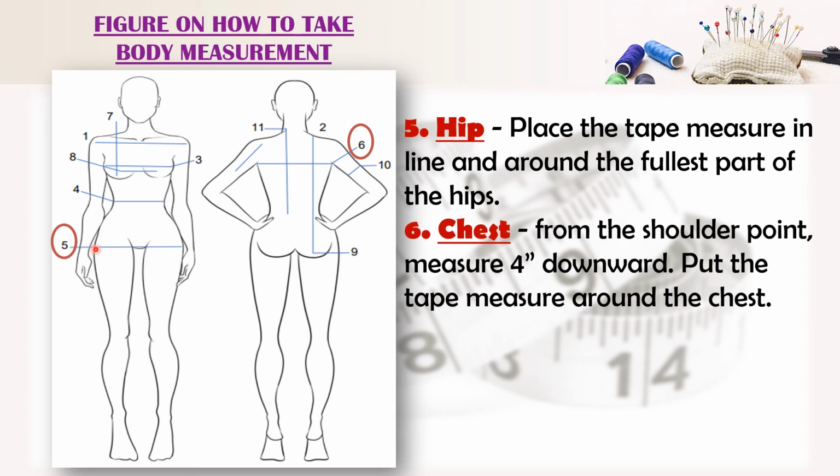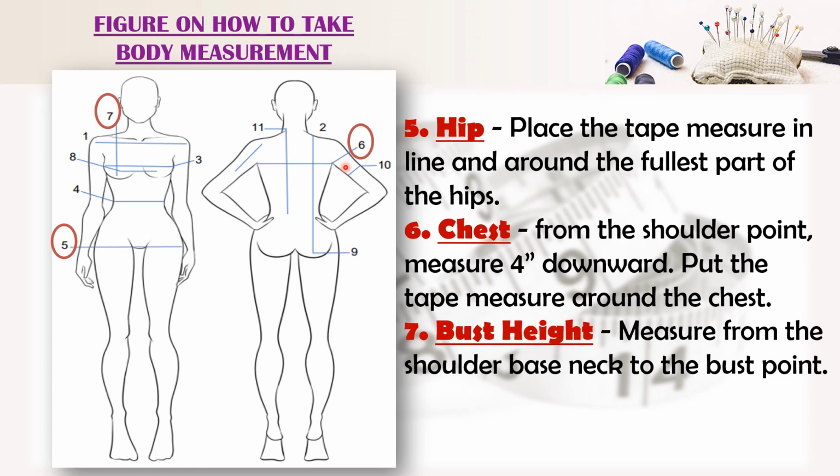Number 6 is the chest. From the shoulder point, measure 4 inches downward. Put the tape measure around the chest. So for example, this one: number 6, starting here at the shoulder point, measure 4 inches down, and then you have to put the tape measure around the chest.